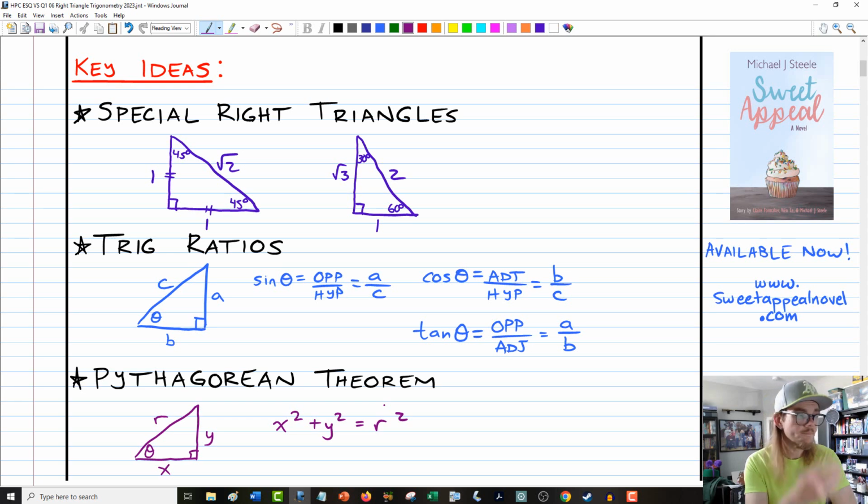So with that said, that covers all the big ideas for the right triangle work we're going to do here. So let's go ahead and dive in and see how it plays out in problems.